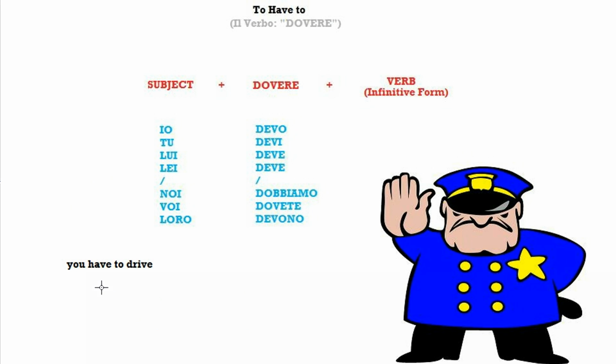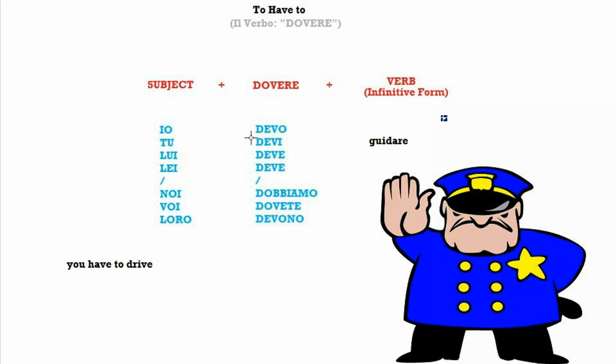So to drive in Italian is guidare. And it's an are type verb because of its ending. So how would you say in Italian you have to drive? Well, you pick the right subject, tu, you. Then you have the verb dovere conjugated in the second person singular, devi. And then you have the infinitive form of the verb in question, which is to drive, guidare. Tu devi guidare. This is how you say you have to drive.